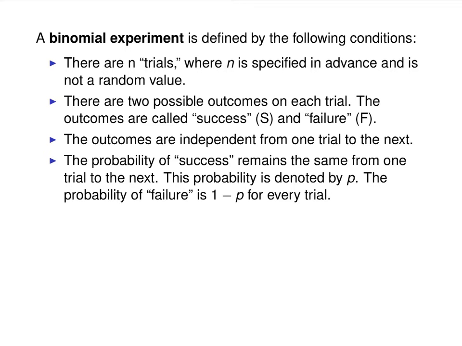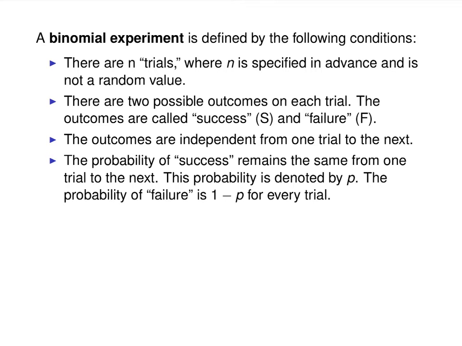Okay, before we get there, let's first talk about what describes a binomial experiment. Before we discuss an example, let's talk about what has to happen to have a binomial experiment. So it's defined by the following conditions. First, there are n trials, where n is specified in advance and is not a random value. There are 2 possible outcomes on each trial. The outcomes are called success and failure. These outcomes are independent from one trial to the next.